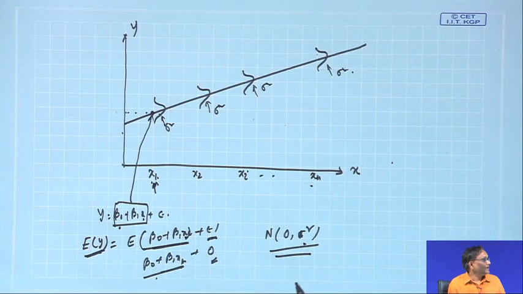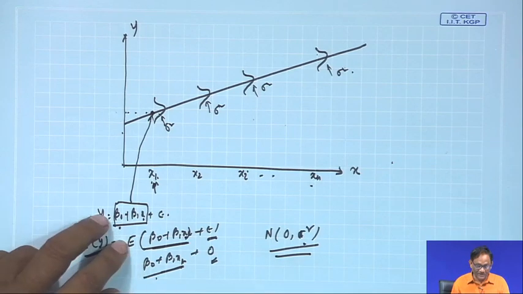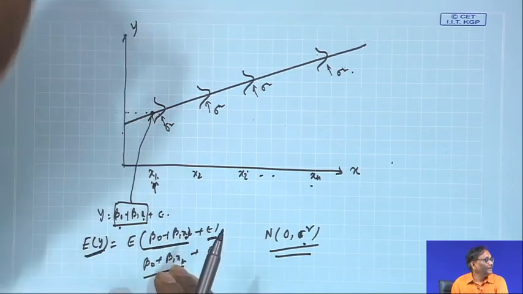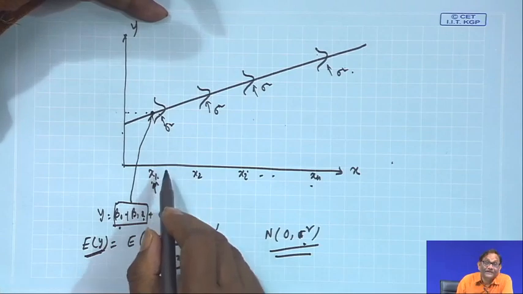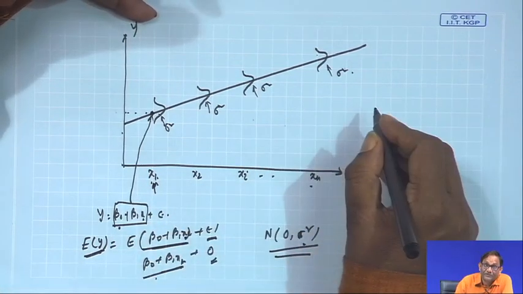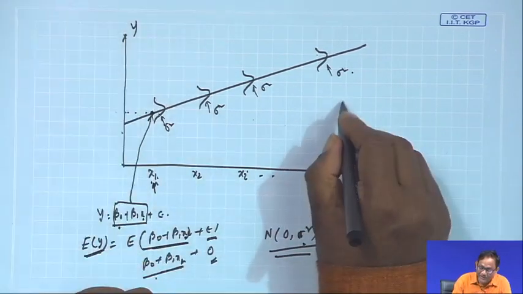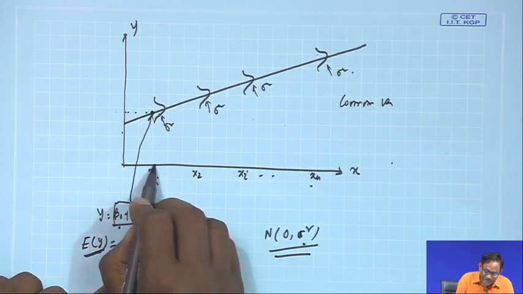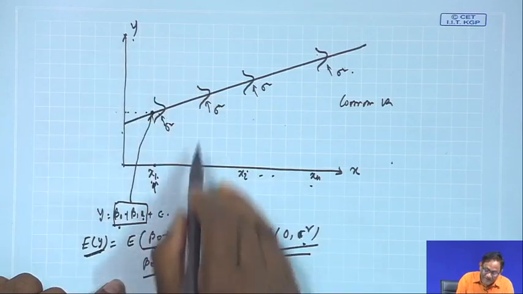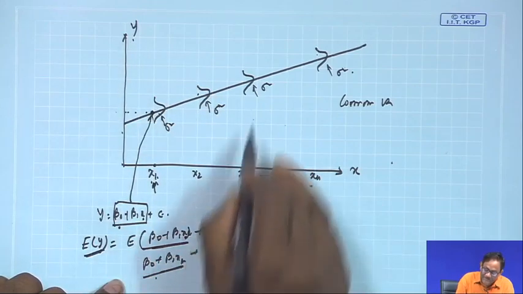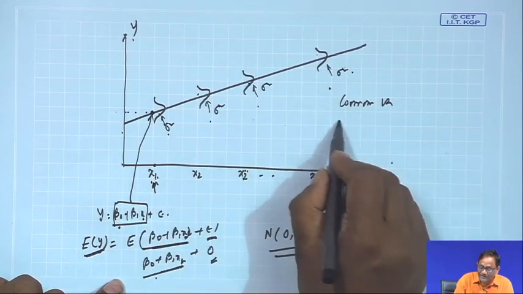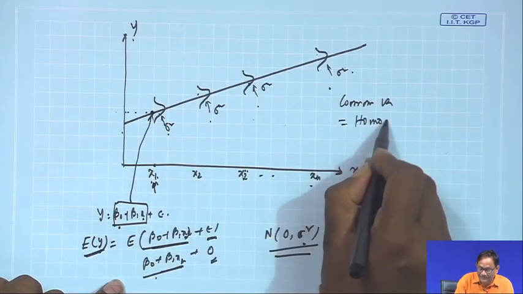Now, the second assumption is common variance for all populations. What do I mean? The first is that errors are normally distributed, the second is common variance. So, the y variability for x1, for x2, and when x equals xi, will be the same. Everywhere it will be sigma square, and that is known as homoscedasticity.